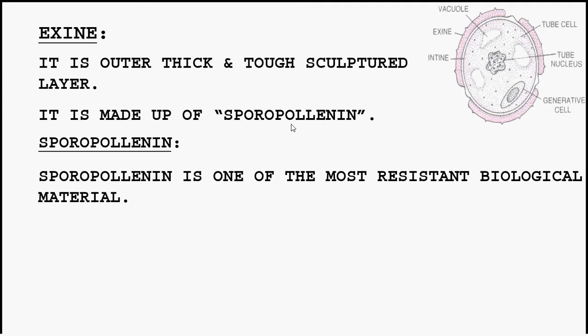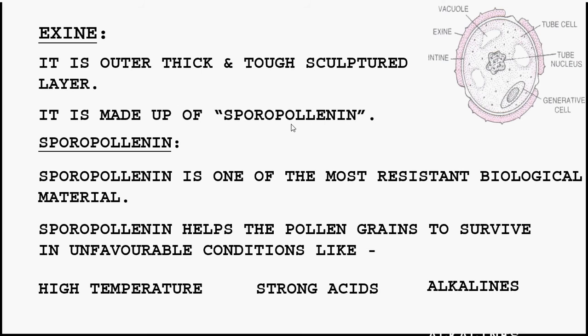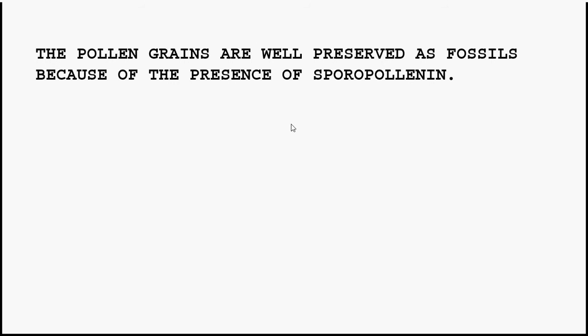Sporopollenin is one of the most resistant biological materials. It helps the pollen grains to survive in unfavorable conditions like high temperature, strong acids, and alkalis. The pollen grains are well preserved as fossils because of the presence of sporopollenin. So fossils survive several years. Preserving pollen grains for that many years is due to the presence of sporopollenin in their walls.